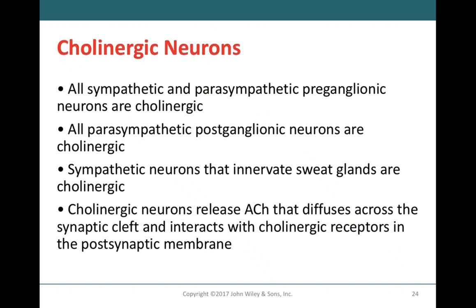So that's already half of all of the neurons that we find in the autonomic nervous system. But what we'll also see is that all parasympathetic postganglionic neurons are also going to be cholinergic. So in fact, most of the neurons in our autonomic nervous system are cholinergic. So every single preganglionic neuron, both sympathetic and parasympathetic, is going to be cholinergic and release acetylcholine, and all of our parasympathetic postganglionic neurons are also going to be cholinergic and releasing acetylcholine. So every cholinergic neuron is releasing acetylcholine that will eventually interact with cholinergic receptors that can be found in the postsynaptic membrane of either our postganglionic neurons or our effectors.